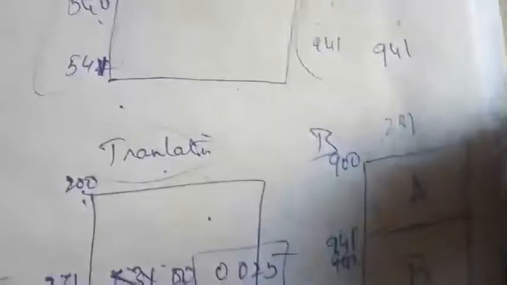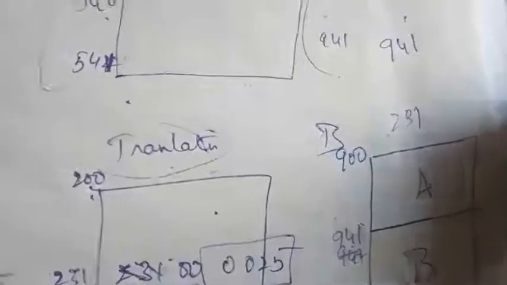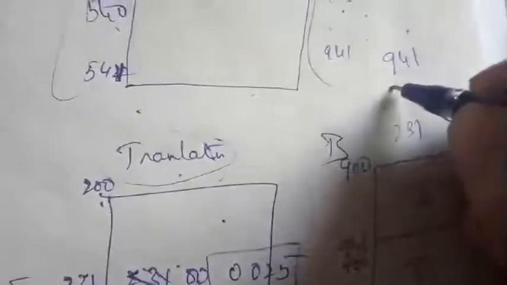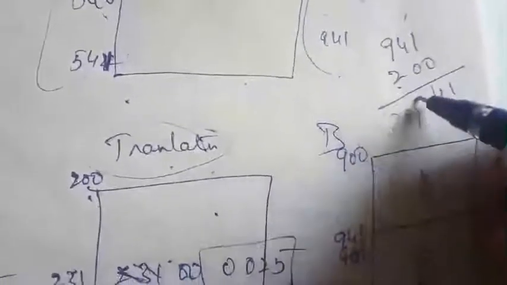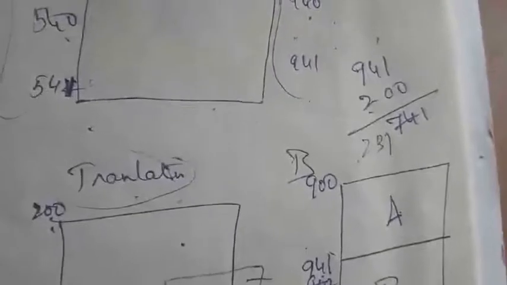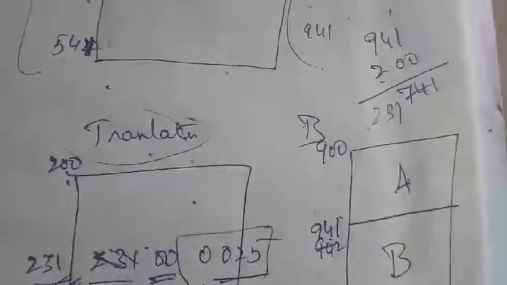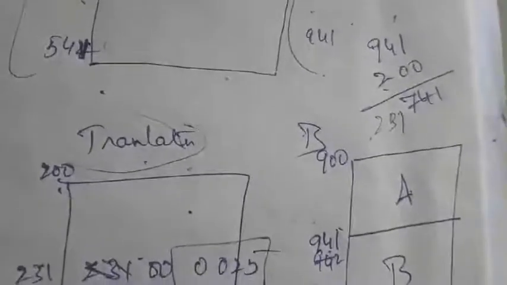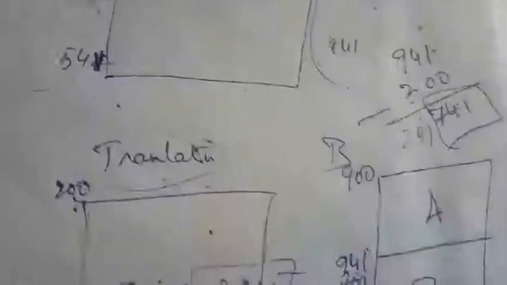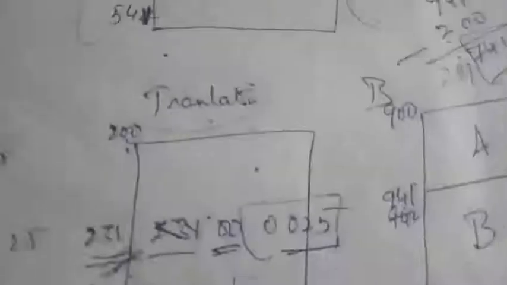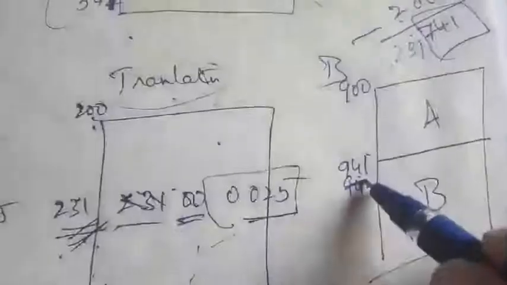Then what is the relocation factor? Relocation factor is how much? 7. Clear? 7 is the relocation factor. 741. You need to do minus 1, minus 1: 4 minus 1, 9 minus 1. So the relocation factor is this. So you need to load the B to the location 941.